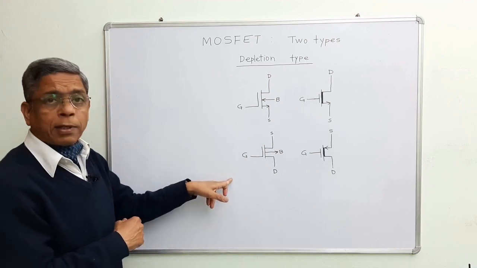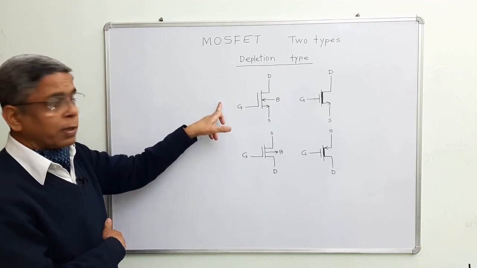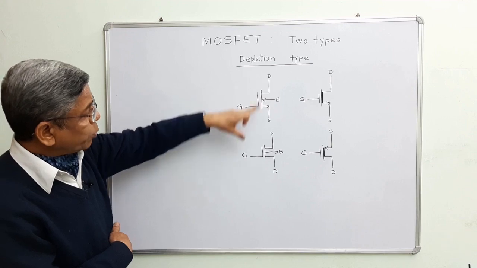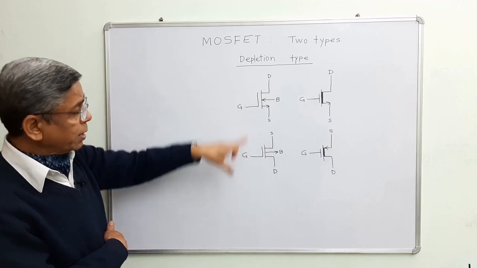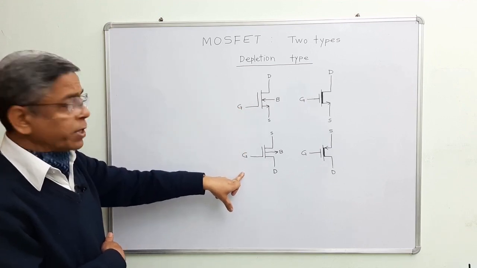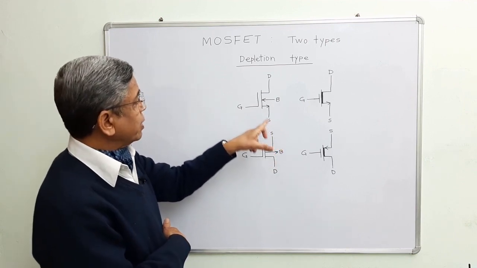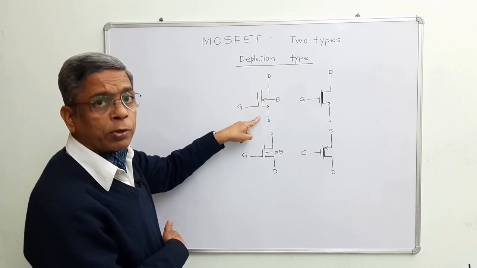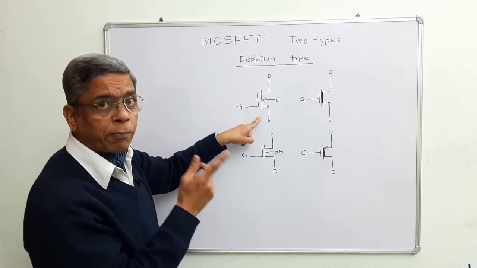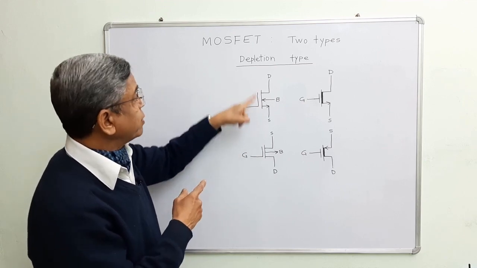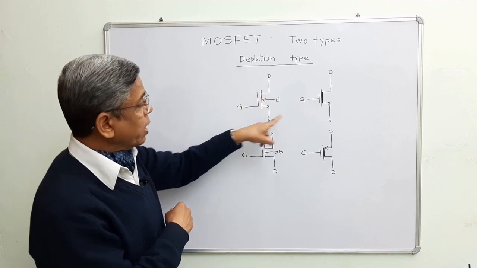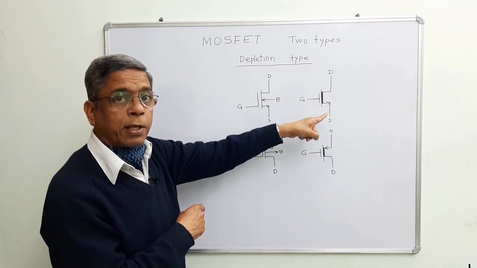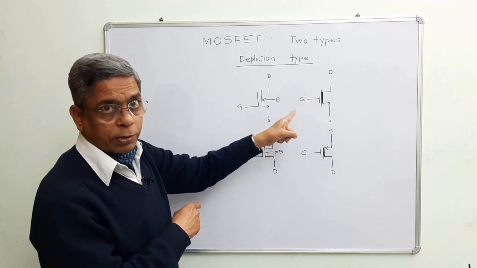And these are the symbols. This is for N channel and this is for P channel. You see the reverse polarities. This is for N channel and this is for P type of channel. You see there is a difference. In enhancement type MOSFET, there was a broken line because there was no channel. That channel was to be induced. In this depletion type, there is a channel. And this thick line indicates there is a physically implanted channel already between the drain and source region.